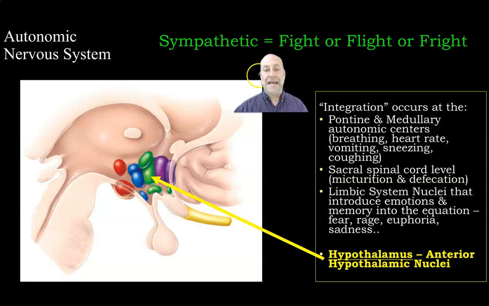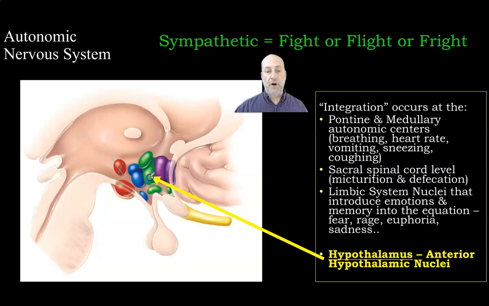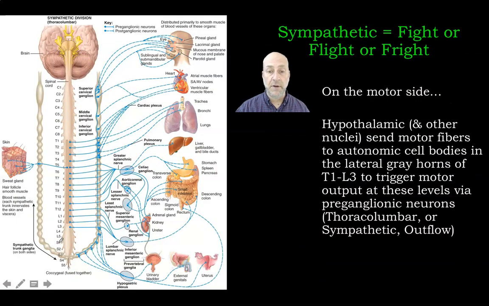And from here, these anterior hypothalamic nuclei, forget about the posterior, they're involved in the other arm, parasympathetic. We'll talk about that next video. But from here, you're getting a lot of input, and then you're driving neurons down, and you're pinging the cell bodies in the lateral gray horn of the vertebrae T1 through L3, and you're just smashing them, and you're sending out thoracolumbar output generated from the anterior nucleus of the hypothalamus.